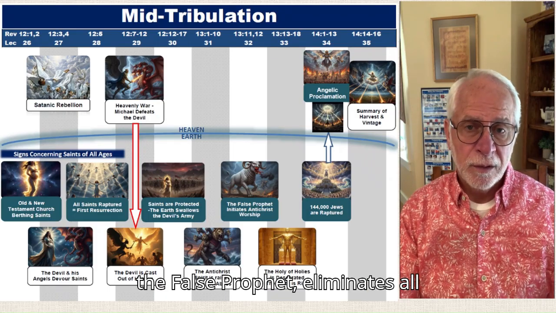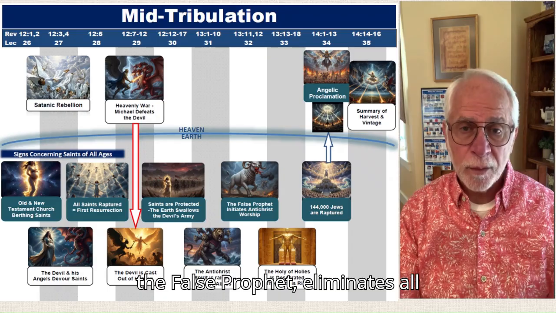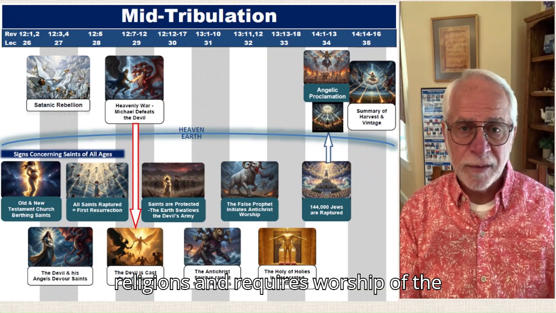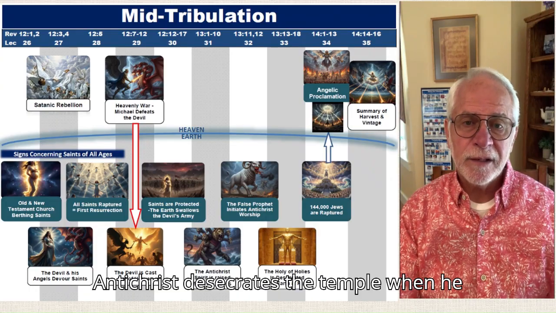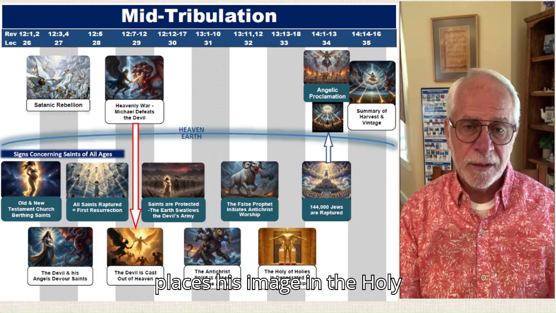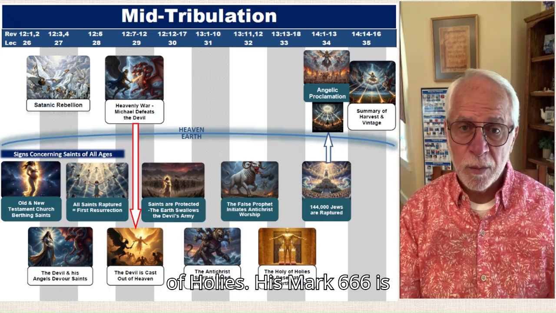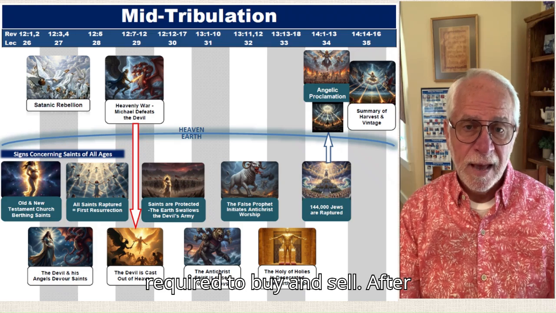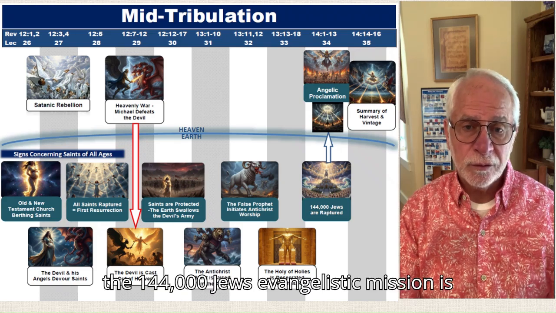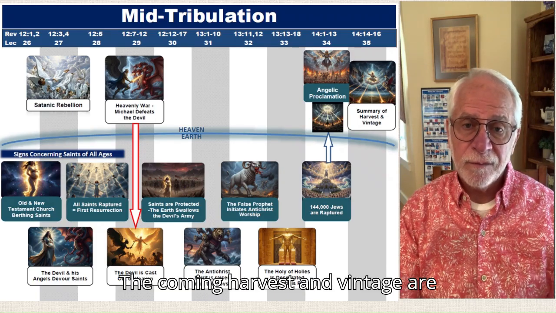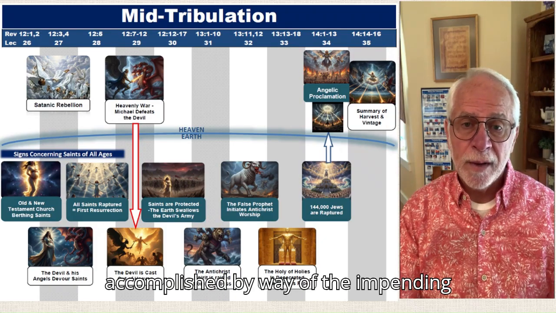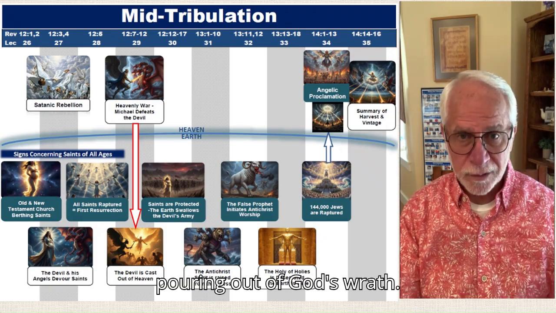Another beast, the false prophet, eliminates all religions and requires worship of the Antichrist only. The Antichrist desecrates the temple when he places his image in the Holy of Holies. His mark, 666, is required to buy and sell. After the 144,000 Jews' evangelistic mission is fulfilled, they are translated to heaven. The coming harvest and vintage are accomplished by way of the impending pouring out of God's wrath.